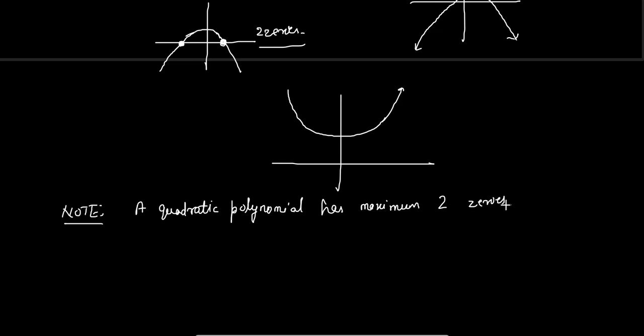Simple. Maximum two zeros, right? And not one zero, not three zeros. It may either have no zeros, or two zeros, right? Only in the case of a quadratic polynomial. So a quadratic polynomial has maximum two zeros if you are talking about real zeros.